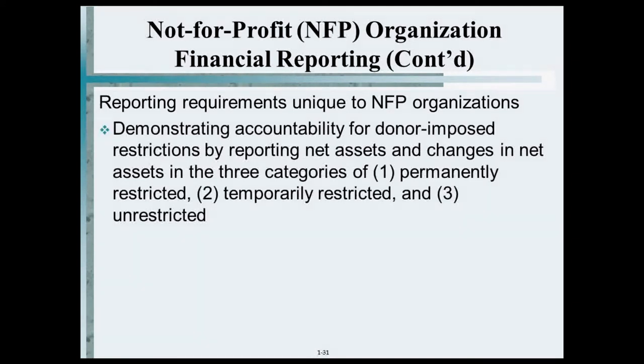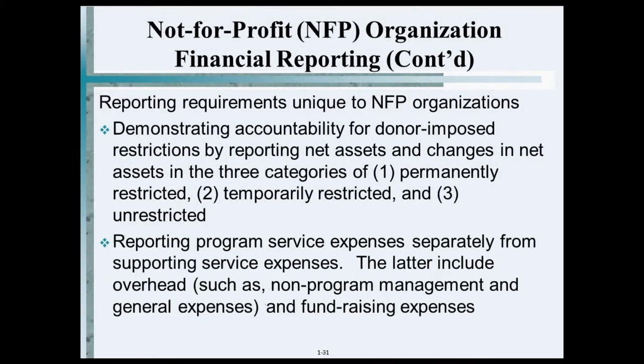Let me talk briefly about this. Again, as I said, I won't go too much into this, about how it's different from what we have seen so far into these three categories. We have to separate program expenses from supporting expenses, right? Administrative expenses. So let's try to do a quick review again.